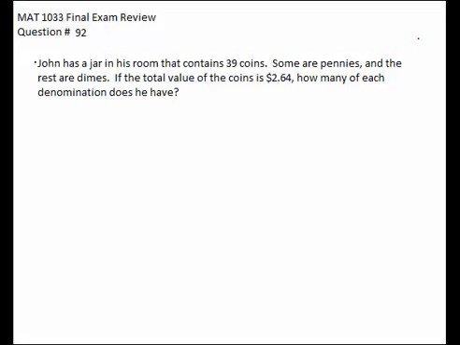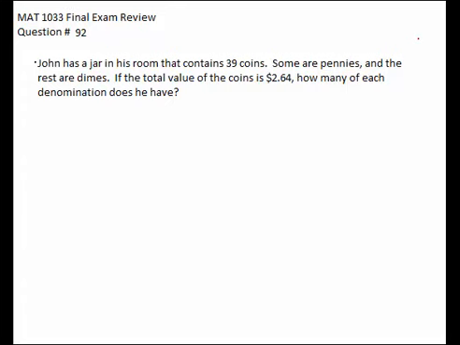MAT1033 Final Exam Review Question 92. We have a problem-solving problem. Read the problem first. John has a jar in his room that contains 39 coins. Some are pennies and the rest are dimes. If the total value of the coins is $2.64, how many of each denomination does he have?